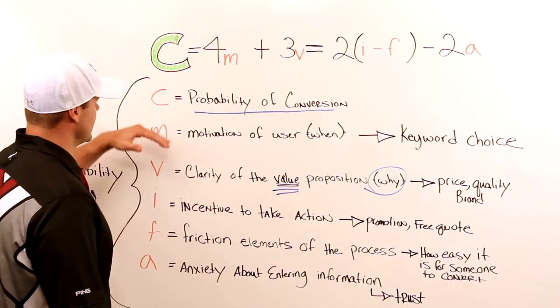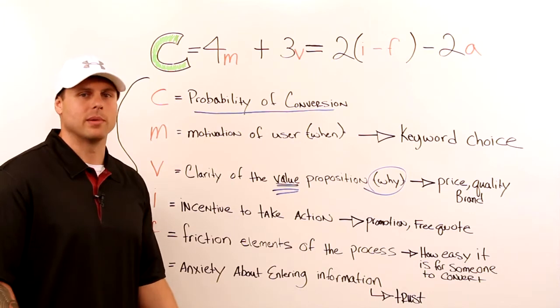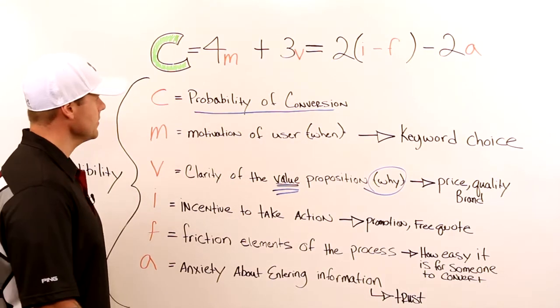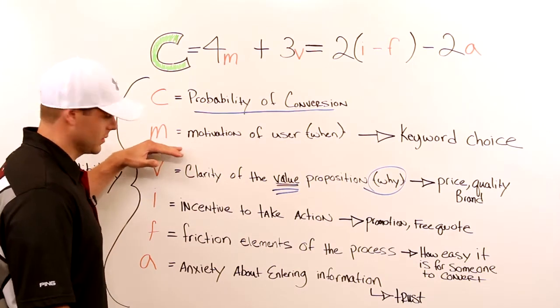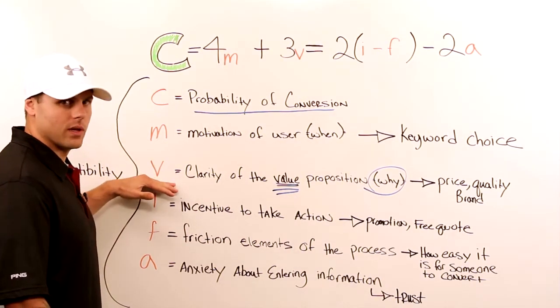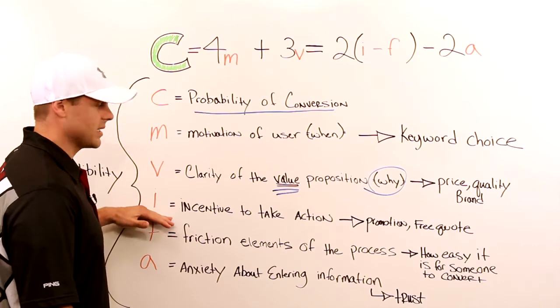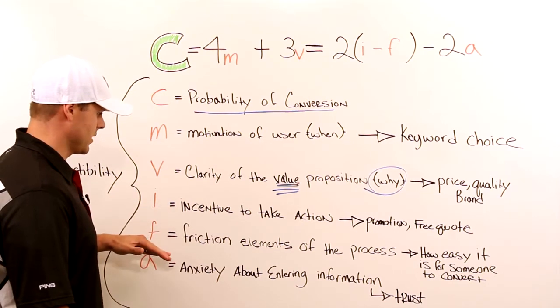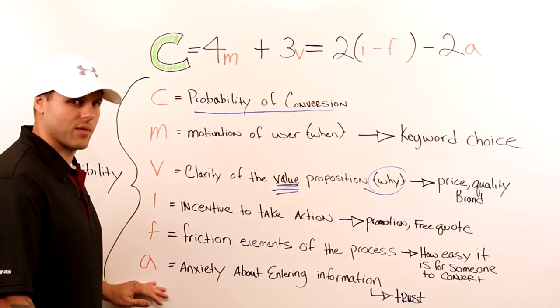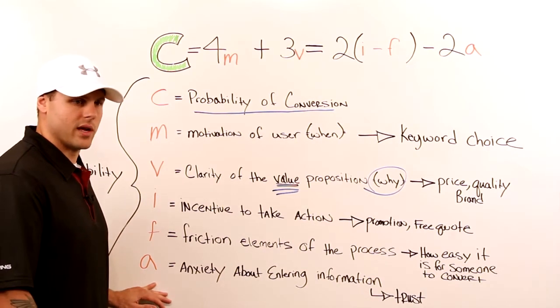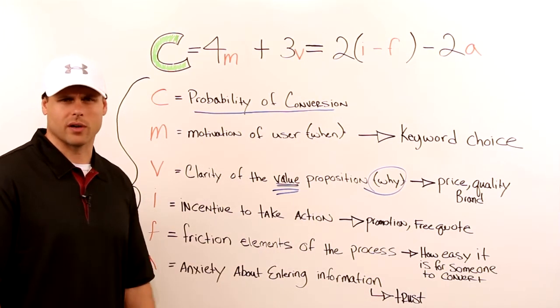But basically, C in this equation is the probability of a conversion. And it's equal to motivation, the value of your proposition, the incentive to take action, the friction elements of the process, and anxiety users have about entering information when they are either filling out a form or entering a credit card or something like that.